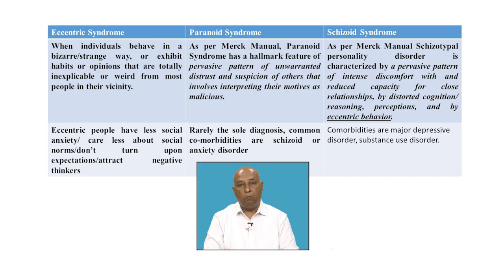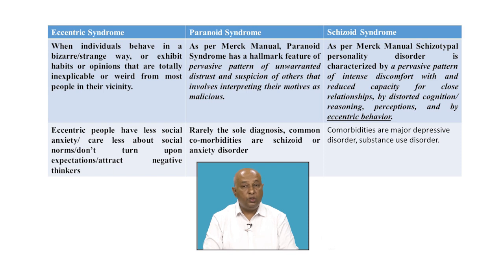As per the Merck Manual, schizotypical personalities have a characteristic pervasive pattern of intense discomfort with reduced capacity for close relationships. They are unable to carry on a close relationship. Why does this happen? Because of their distorted cognition. For persons affected by schizoid personality, it is very difficult to maintain a normal, persistent, pervasive relationship. They cannot remain comfortable in a relationship. Why? Because of their distorted cognition.